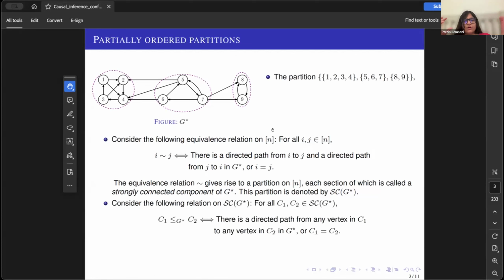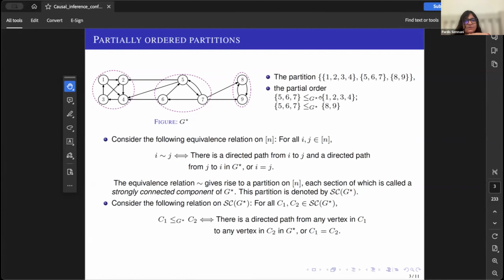So for two strongly connected components C1 and C2, I say C1 is less than or equal to C2 if and only if there exists a directed path from any vertex in C1 to any vertex in C2, or C1 and C2 are the same thing. So again, back to our example, these are the non-trivial pairs in the partial order.